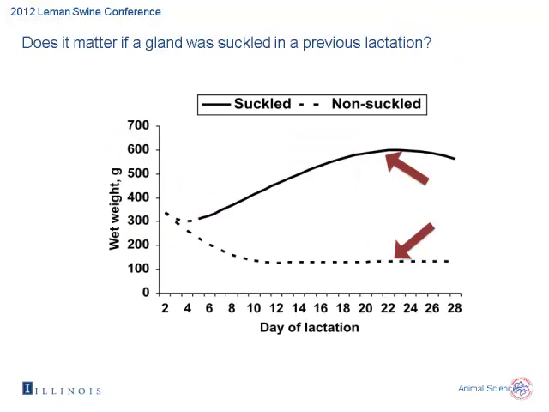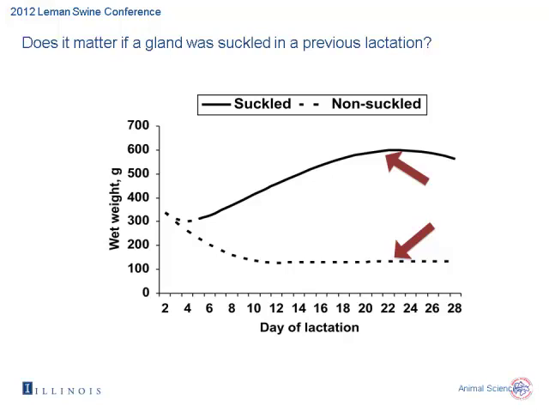Okay. Does it matter? This is one that people have asked me over the years, and we finally have some good data. I've been conjecturing on this, and I, by the way, I was right, but that's okay. That's beside the point. I finally had some good data to talk about this. So does it matter if a particular gland was suckled in the previous lactation? So if it was suckled in the first lactation, does it affect what it does the second lactation? If it's not suckled in the first lactation, like this gland, does it impact what it does in the next lactation? And the answer is yes. We finally got some data.